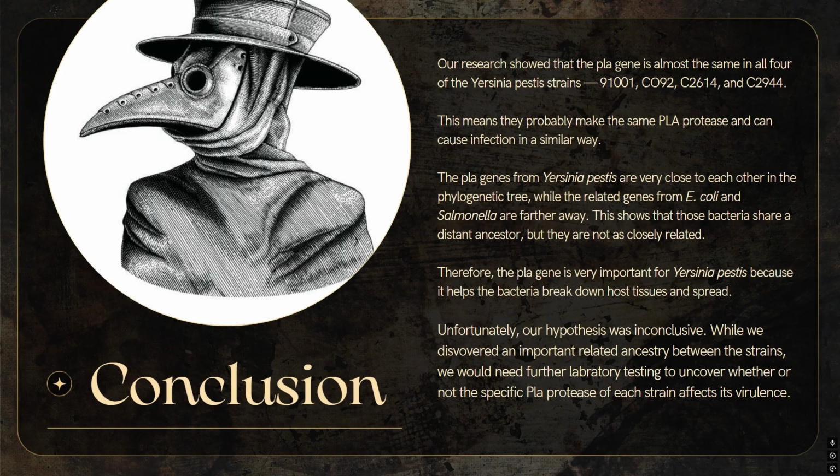So in summary, firstly, the PLA gene is almost identical across the 4 pestis strains, and Yersinia sequences cluster closely together while E. coli and Salmonella are more distant. And PLA appears to be a highly conserved and functionally important virulence factor. And finally, further experimental work is needed to confirm whether genetic differences influence how dangerous each strain actually is.